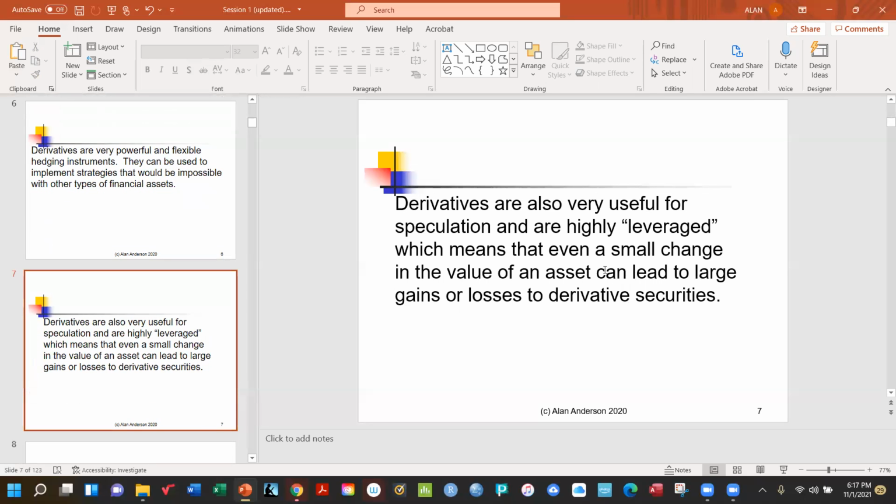So they're highly leveraged, which means a small change in the value of an asset can lead to large gains or losses to the derivatives themselves. And this is what happens to the Nick Leesons of the world. Nick Leeson was betting on the Japanese stock market that it would go up. At the same time, Japan was hit by the Kobe earthquake, and so naturally the stock market went down. So you figure Nick would say to himself, maybe I better unwind my positions and take my losses. No, he did not do that.